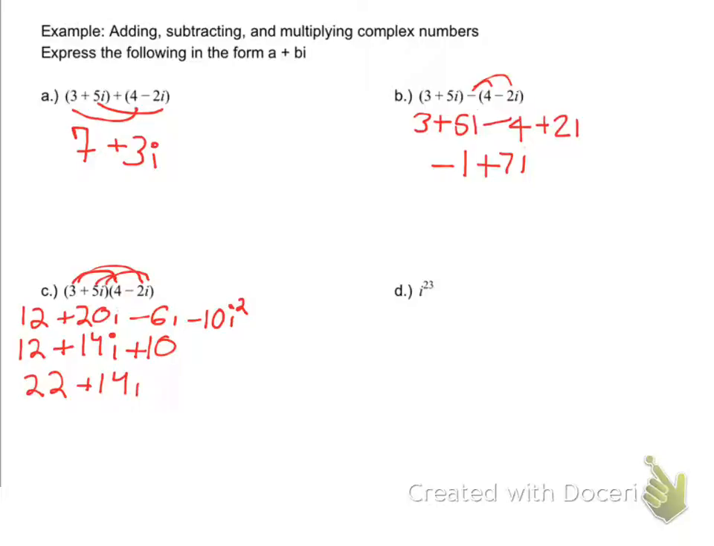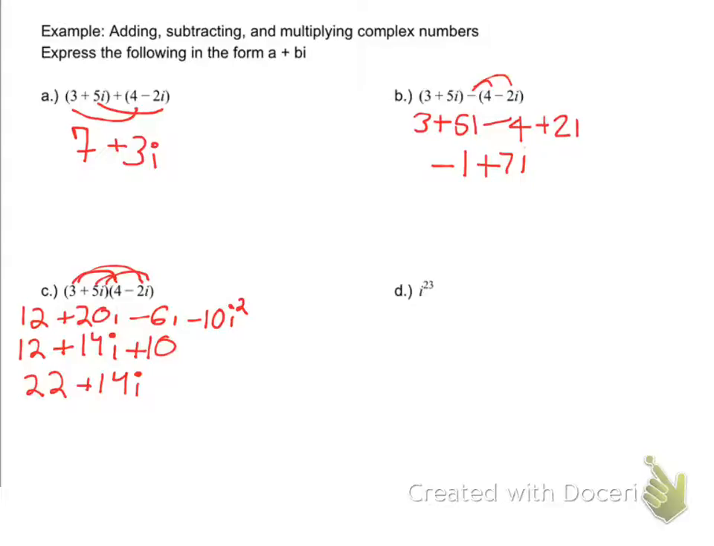I think. Does everybody agree with I think? No? I do believe this would be right. Making sure that i squared is equal to negative 1, so negative 10 times negative 1 is the positive 10. That is the right approach.